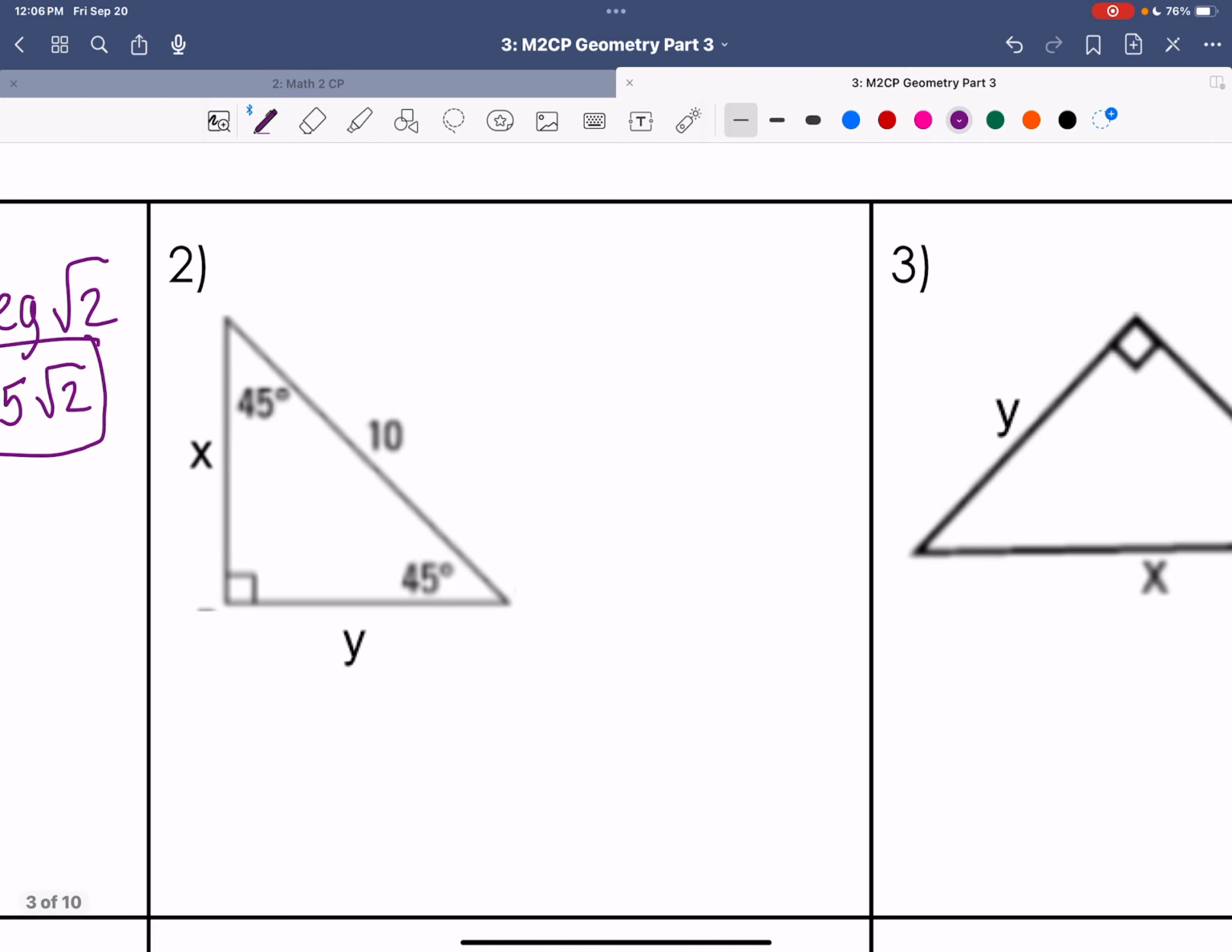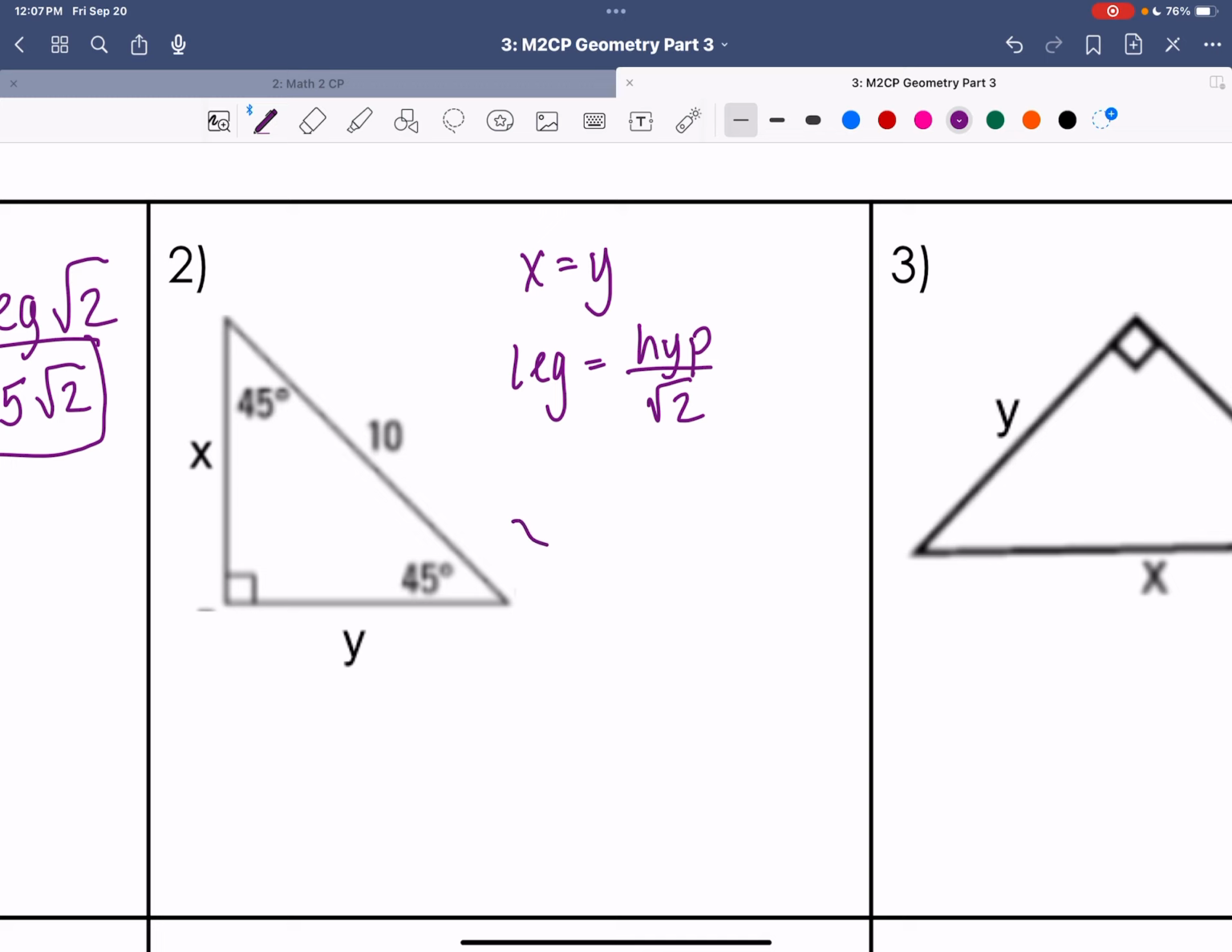All right, for number 2, here we know that x and y are the same thing, because these angles go with that side and this angle goes with that side. So x is going to equal y, which means this is an isosceles triangle. Now we're looking for the leg. So the leg is your hypotenuse divided by root 2.